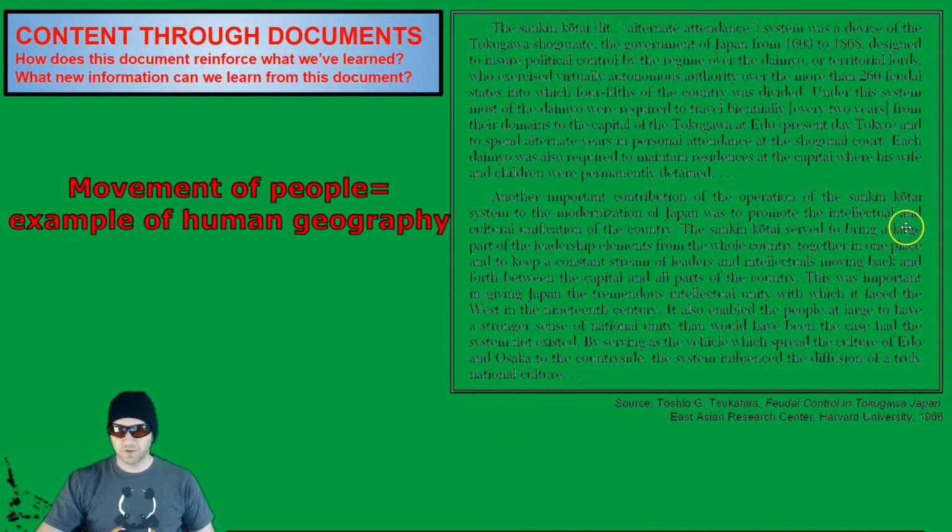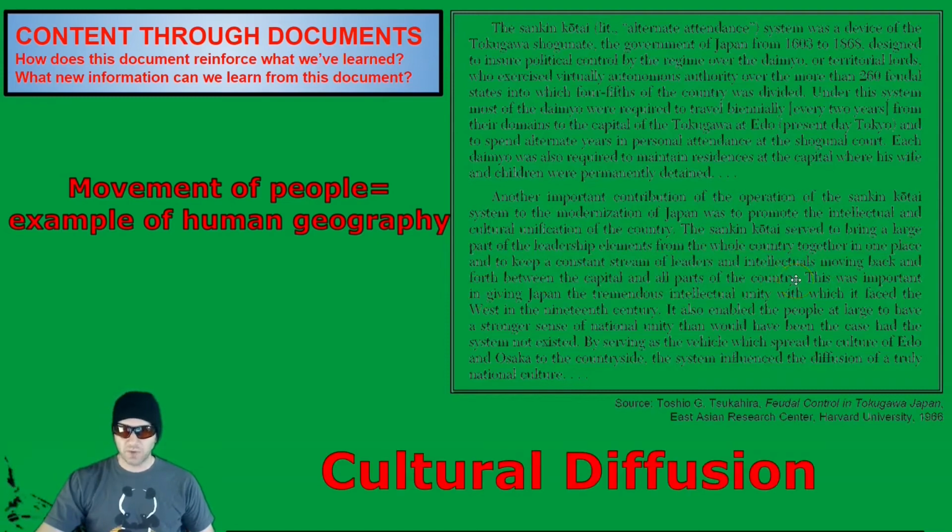The attendance system served to bring a large part of the leadership elements from the whole country together in one place, and to keep a constant stream of leaders and intellectuals moving back and forth between the capital and all parts of the country. Yes, remember, it's not just the daimyo, the lord, that goes back and forth. The lord brings his samurai, who are highly educated, and brings servants. So you have an intense amount of people moving from one state of the country to the capital, on a biennial basis, every couple of years. We have a very big movement. This was important in giving Japan tremendous intellectual unity with which it faced the West in the 19th century.